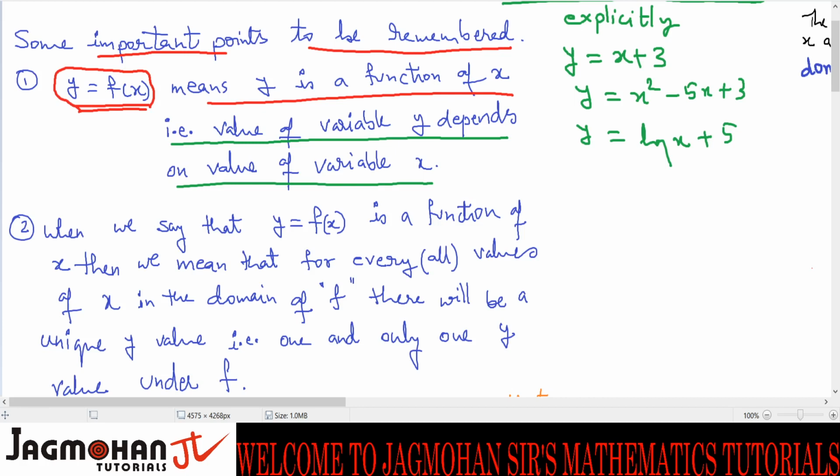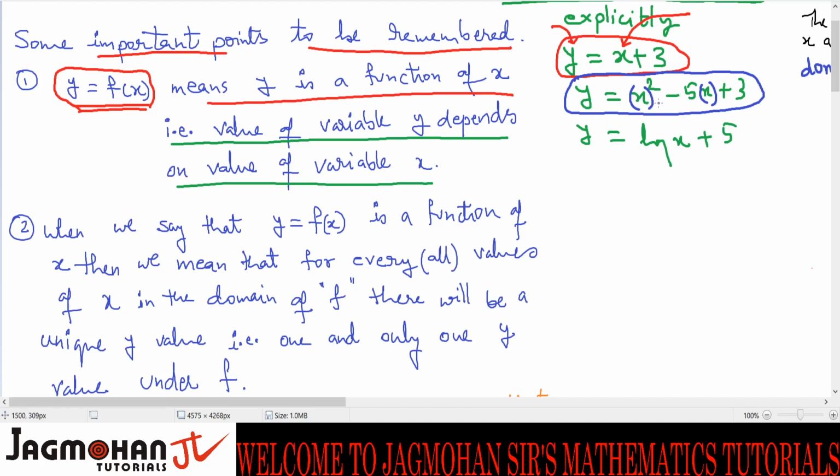Students, this is self-explanatory. When you are writing y equals x plus 3, what is going to happen? The value of x you will decide, and for that value of x, you will get the value of y. Say here you have y equals x square minus 5x plus 3. So y is a function of x. The value of y will depend on the x value. You decide one x value, substitute it in place of x, calculate, and that will get you the y value. x is a variable.